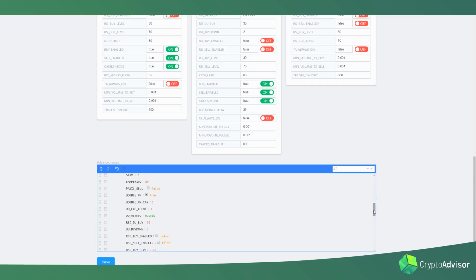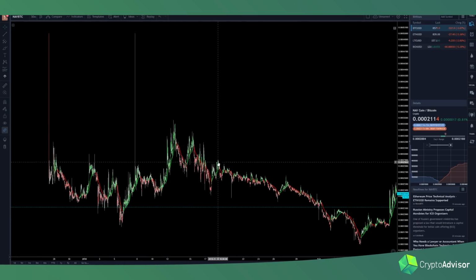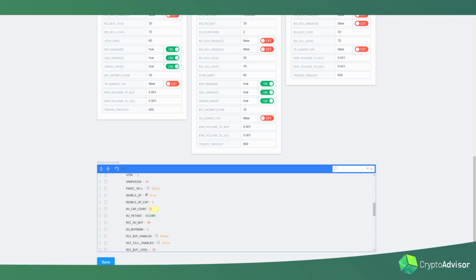losses a lot. So what you're going to want to look at is the double up count. This is how many times it will buy if the coin keeps going down. So say your bot buys here and then it keeps going down, then it would buy 3 or 4 more times depending on what your maximum count is.